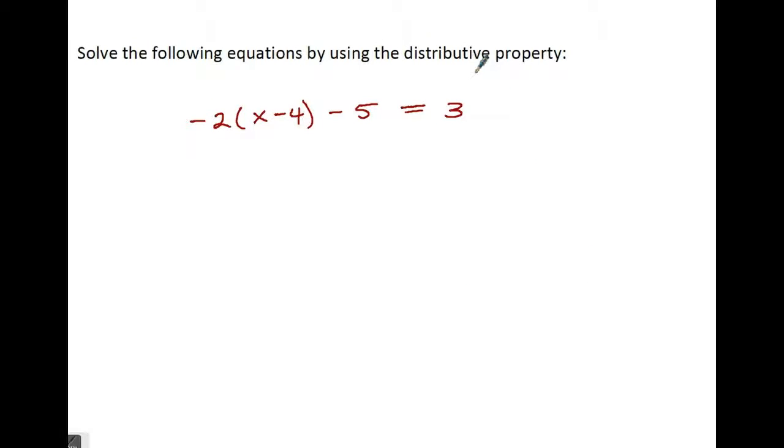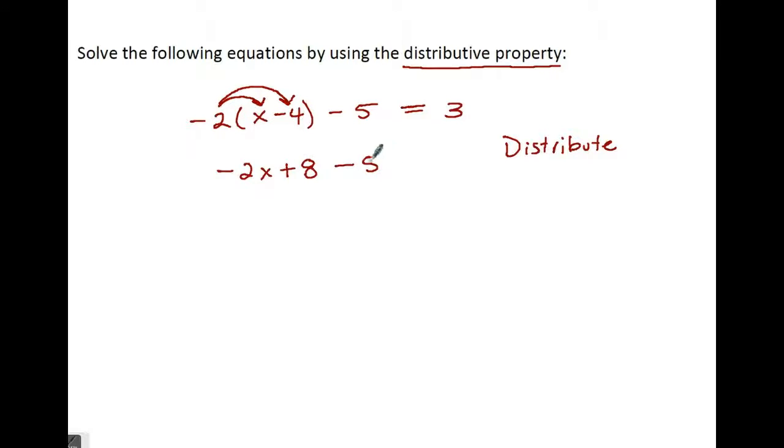Alright, for our second example, we're going to be using the distributive property. Our problem is negative 2 times the quantity x minus 4, minus 5, equals 3. The first step is to distribute. We take negative 2 and multiply it by x, and take negative 2 and multiply it by negative 4. Negative 2 times x gives us negative 2x. Negative 2 times negative 4, the signs are the same, so it's going to be positive, a positive 8. Bring down the negative 5, and that equals 3.